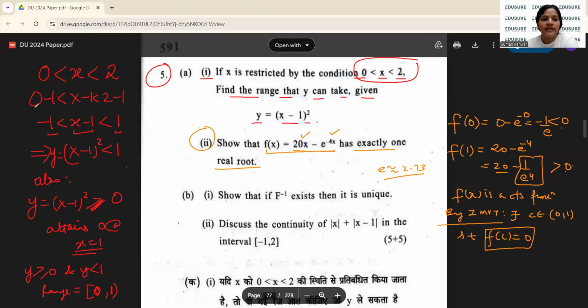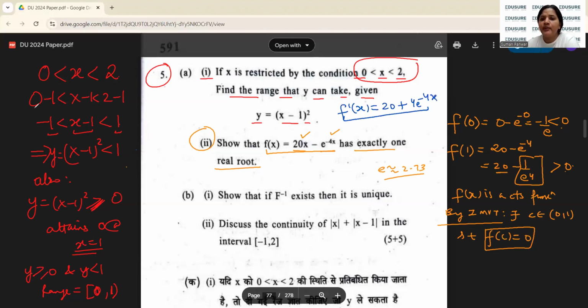Now we have to show that there is exactly one root. For that, let us calculate the first derivative. So the first derivative is 20 plus 4e to the power minus 4x. This is the first derivative.